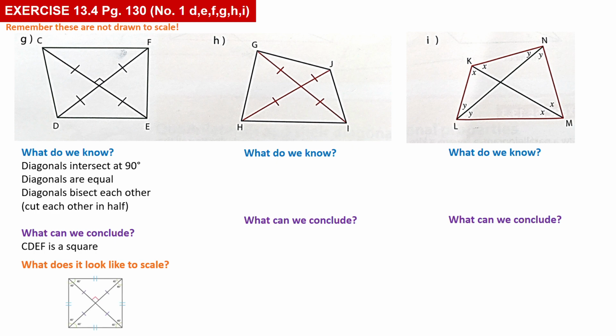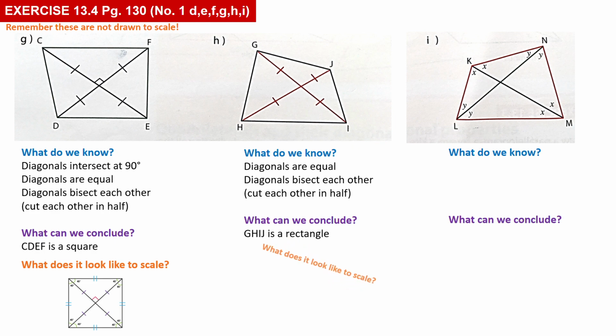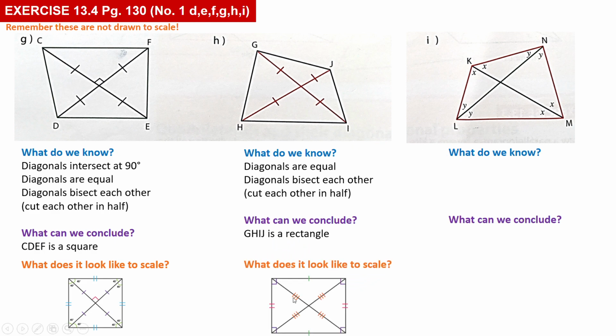Alright, then for H, what do I know about H? The only thing I know about H is that the diagonals are equal and that they bisect each other. They haven't told me that there's a 90-degree angle there. And because I don't know that it's a 90-degree angle, I can't say that it's a square. But there is a shape where the diagonals are equal and bisect each other, cut each other in half, and that's a rectangle. So if you have a look at what it looks like to scale, it looks like this. There it is, but there's no 90-degree angle in the middle there because that would make it a square.